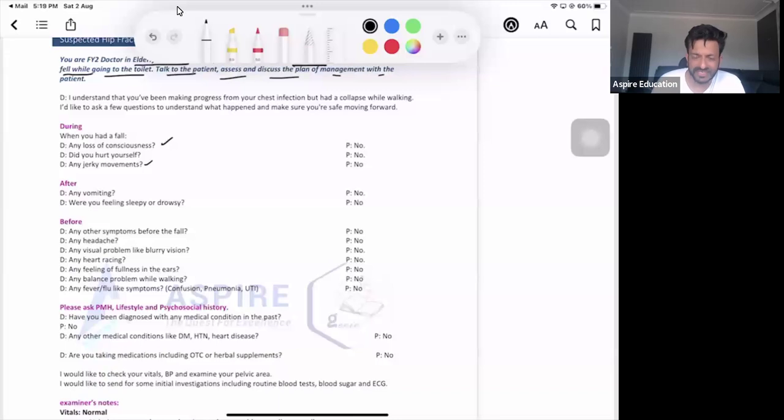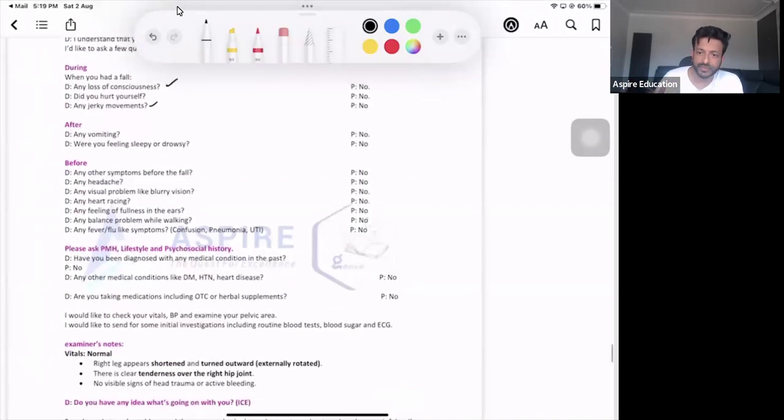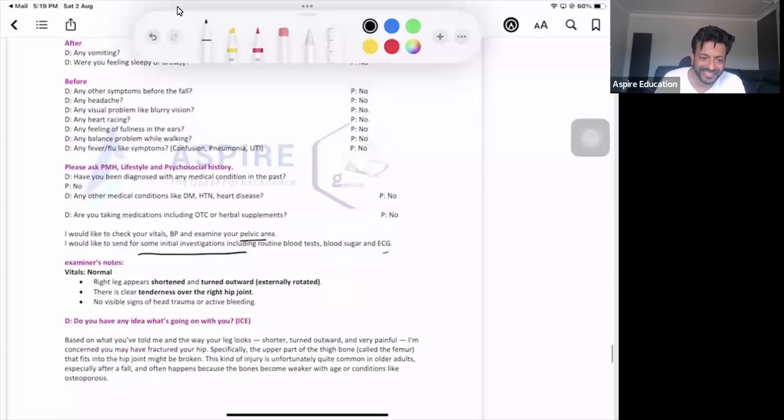How's the chest infection? Patient is like, yeah, it was going well. They were telling me that they're going to discharge me, but then now I got this fall. Okay, quick past, personal, social history as well that you will take. And mention, I would like to do general physical examination, vitals, and examine your pelvic area, and then send some investigations and maybe an X-ray, right?